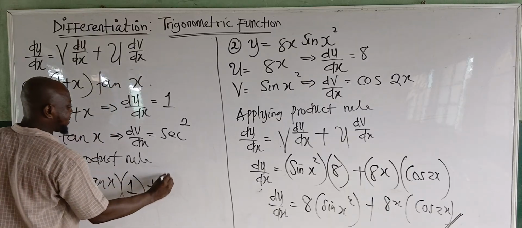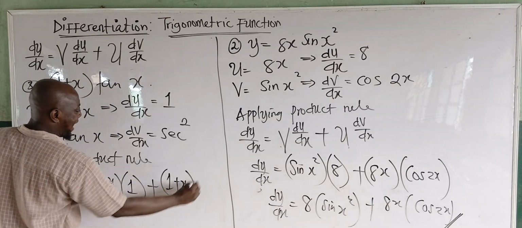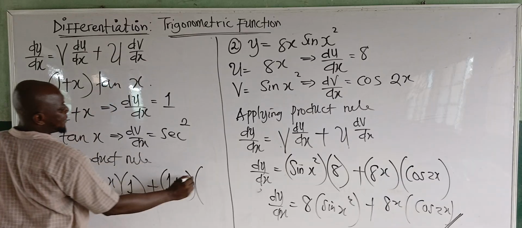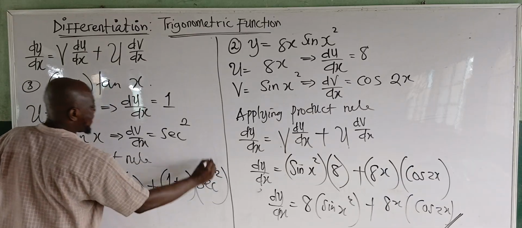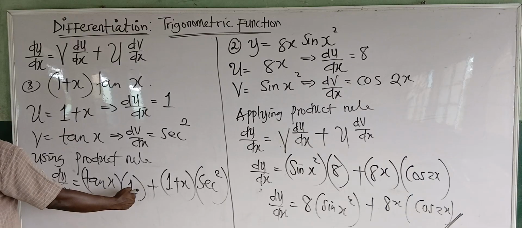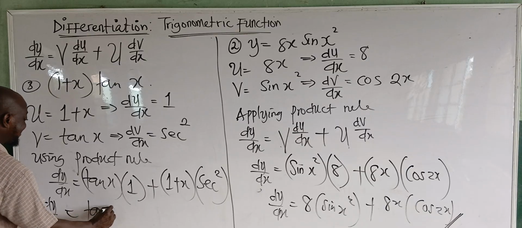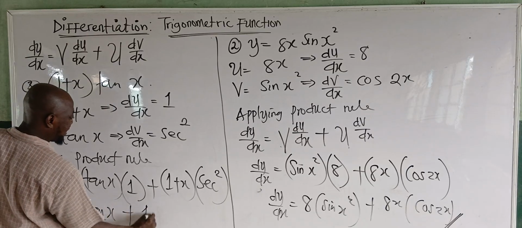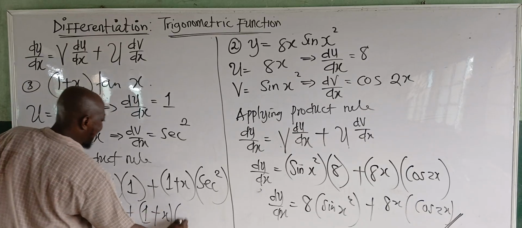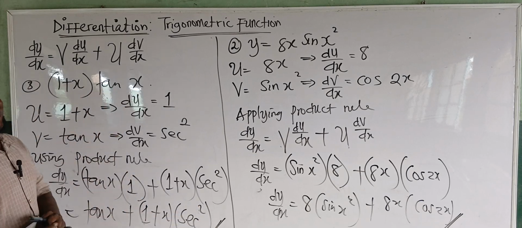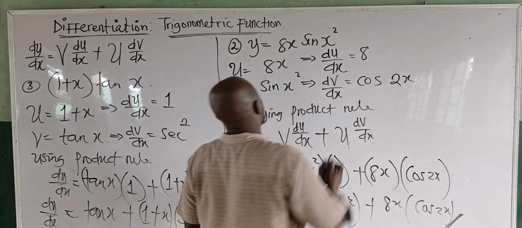Next up now, what is my u originally? My u here is 1 plus x. And then by the side of my u, I have dv dx. What is my dv dx here? My dv dx is sec square. So what do you do now? Bring this one here. So 1 times this one will give us tan x. Then plus this value, that is all. And repeat this value there. It's as simple as this. These are our values. Very simple.